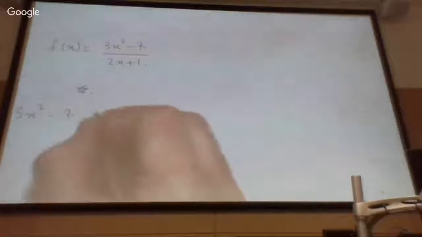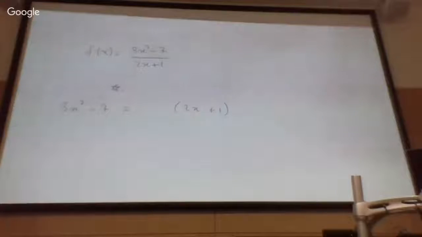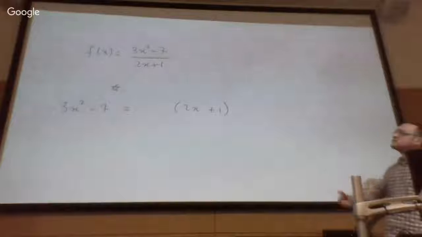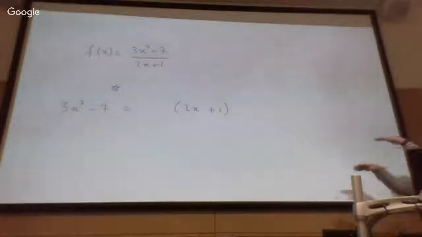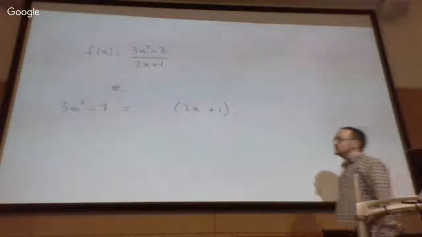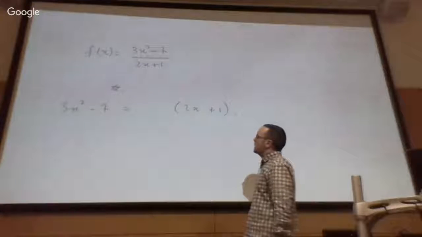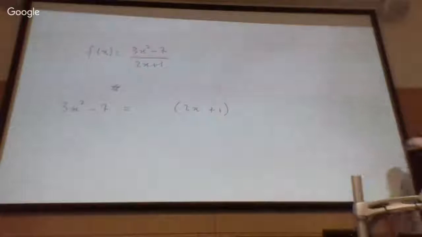Okay, so if you take this 3x squared minus 7, what I attempt to do is write it as some multiple of 2x plus 1. What we're effectively doing is long division with polynomials. You may have learned a technique for doing that, setting it out on the page, much like long division of numerical quantities. Or you might not have learned a systematic way of doing it, but you can do it in a piecemeal fashion.